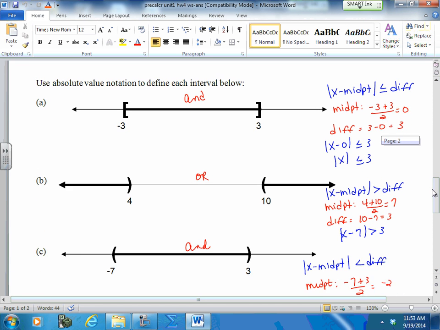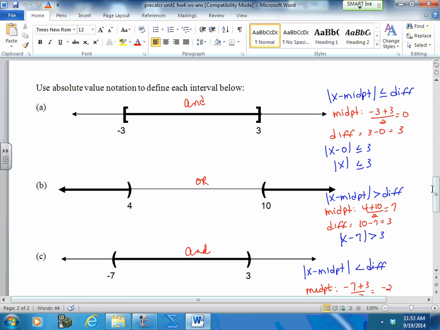Oh, these guys. Remember your formula. Find your midpoint, and the distance from your midpoint to the endpoint. Those are the only 2 pieces you need to find. So here's my midpoint, 0. So x minus my 0 is, and this is an and statement, and hard bracket, less than or equal to. And the distance from here to here, always positive, 3. And then you can just take that 0 out of there.